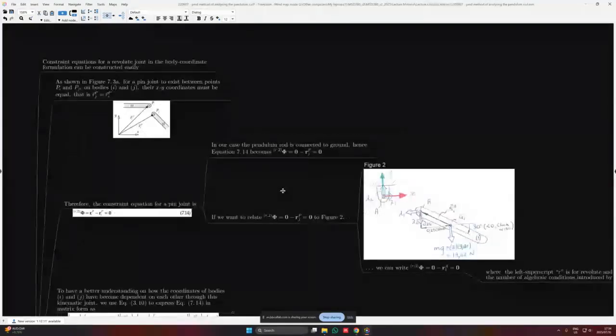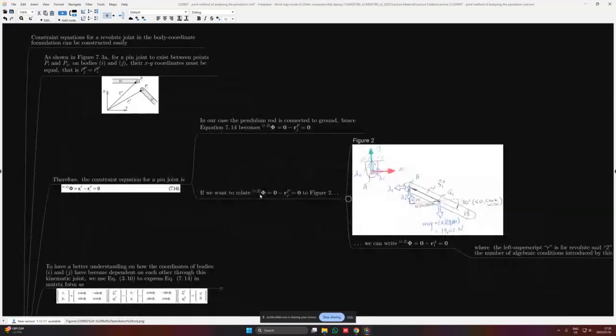Now, in our case, the pendulum rod is connected to ground. Hence, equation 7.14 simply becomes phi R2 is equal to 0 minus rjp, which is then equal to 0. Remember that a grounded body, or simply ground, cannot move. So we don't expect, in this case as well, for a vector to be constructed over there. Also because we have this global coordinate system, which is actually situated at the revolute joint A. So r1A is essentially 0 in this case.